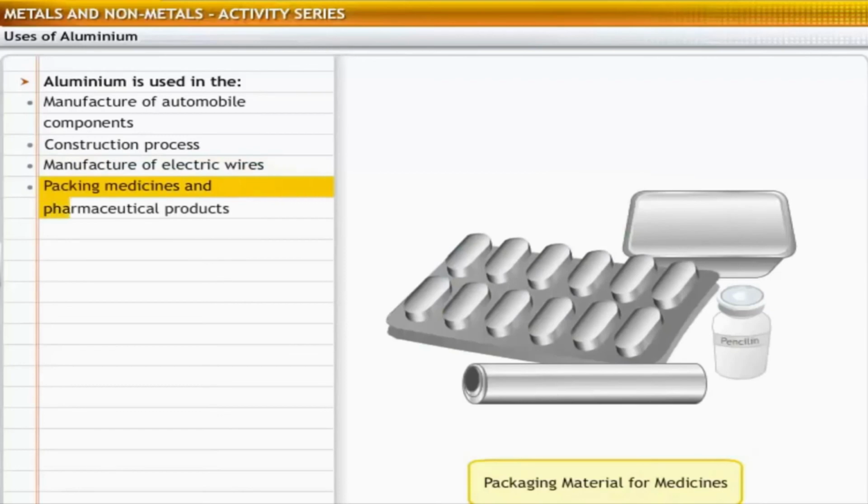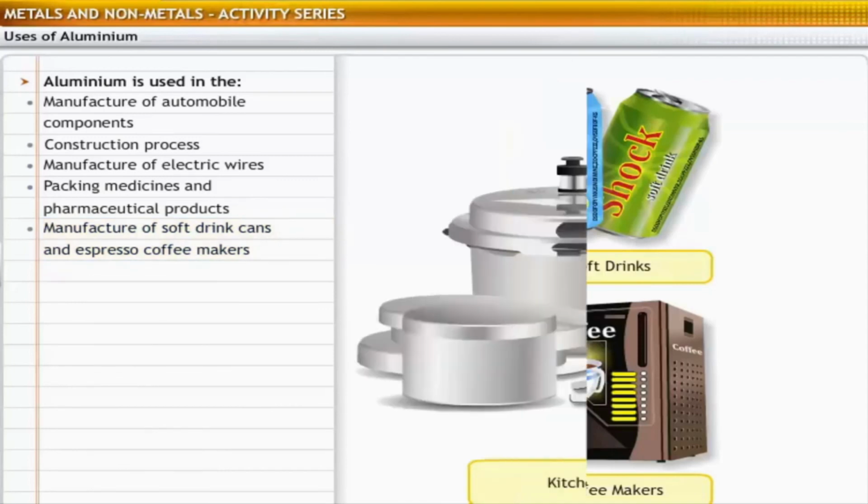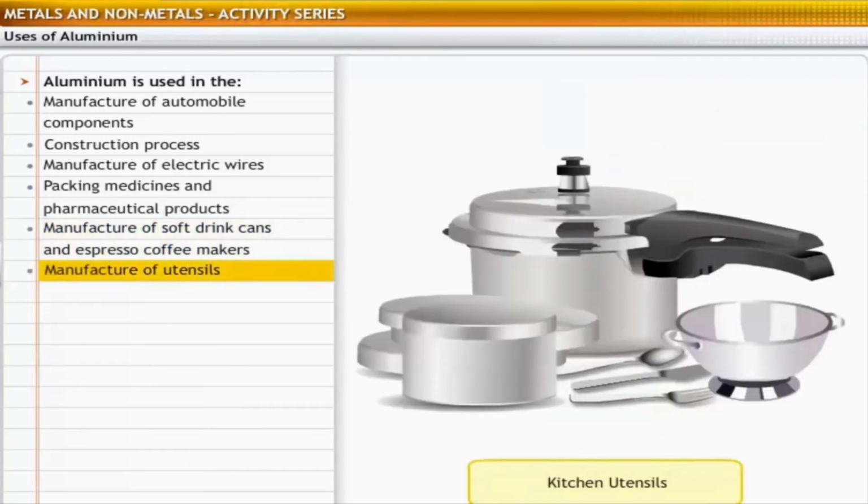For the packing of medicines and pharmaceutical products due to its malleable nature. In the manufacture of soft drink cans and espresso coffee makers because it does not rust and is relatively less toxic in nature. In the manufacture of kitchen utensils because aluminium is a good conductor of heat.